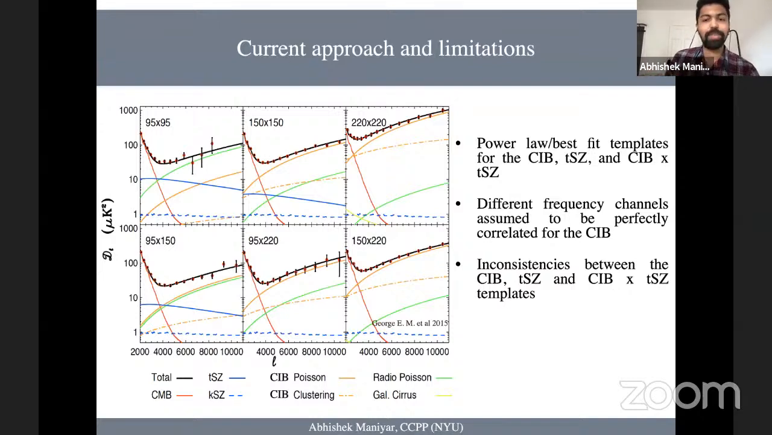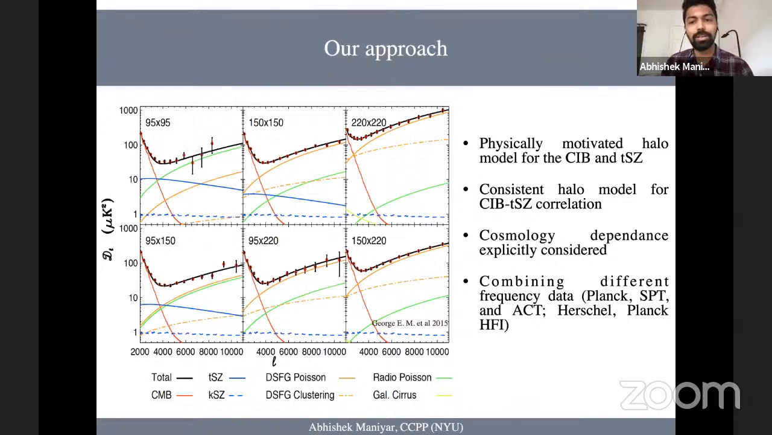So what we would like to do is have a physically motivated but simple model for the cosmic infrared background and the thermal Sunyaev-Zeldovich effect. Based on that, we would like to have a consistent halo model this time for their correlation, the CIB-tSZ correlation.